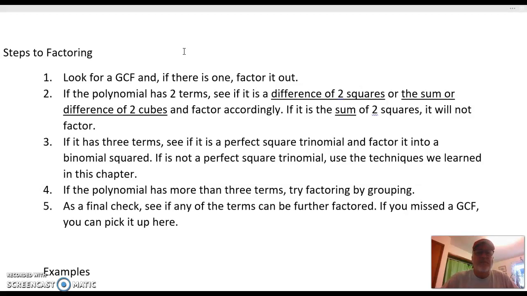If it's not a perfect square trinomial, then you're either going to make the big X and look for factors of that third term that add up to be the middle term, or you're going to have to use the guess and check. And then if it has more than three terms, you're going to try factoring by grouping. And then the last thing, look at your terms and see if they have any GCFs, because if you missed a GCF, you can find it here in this last step.